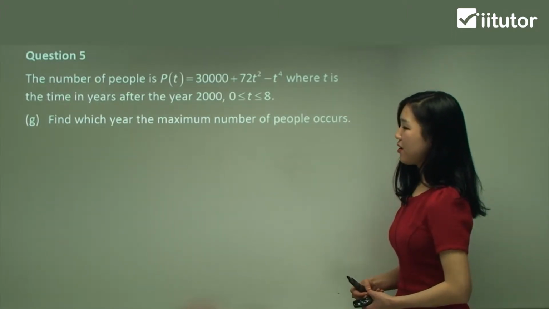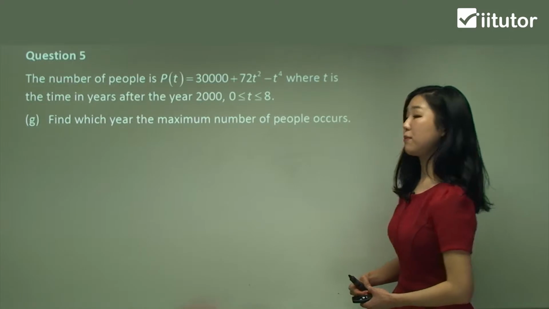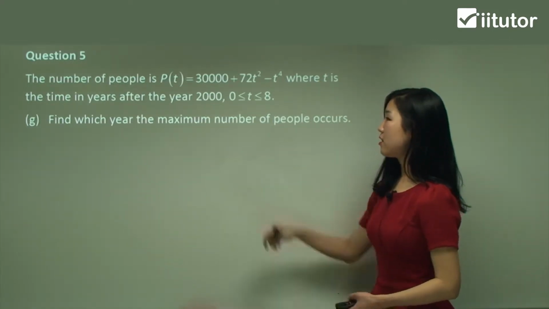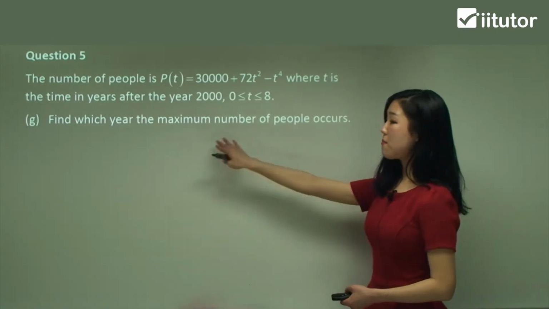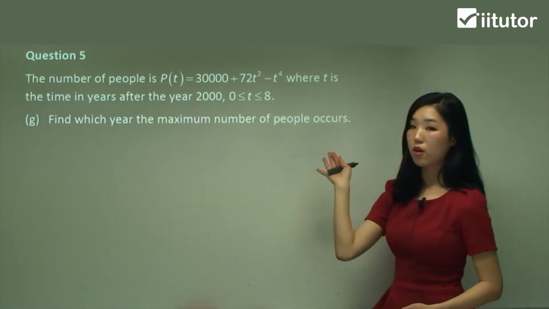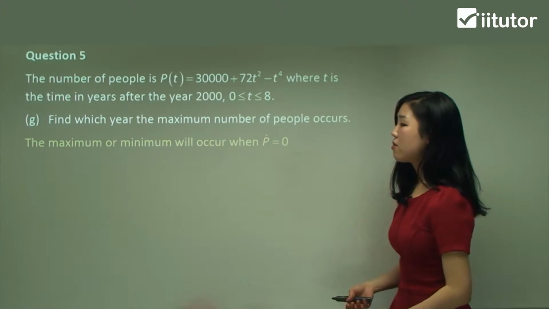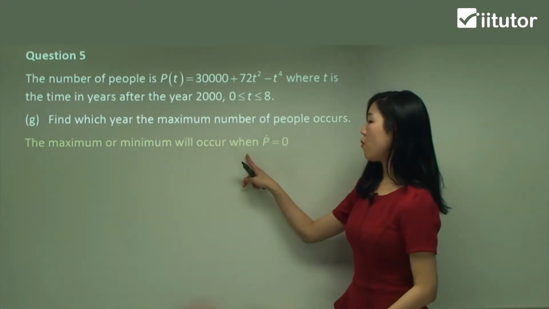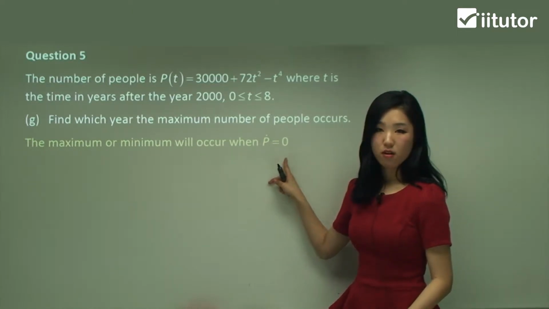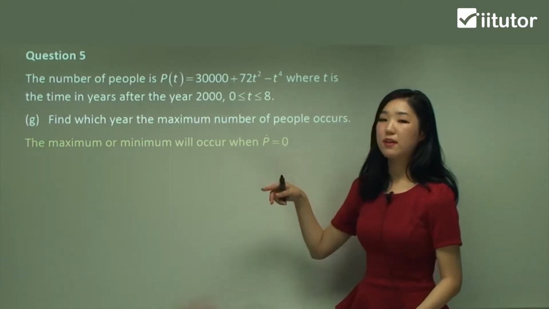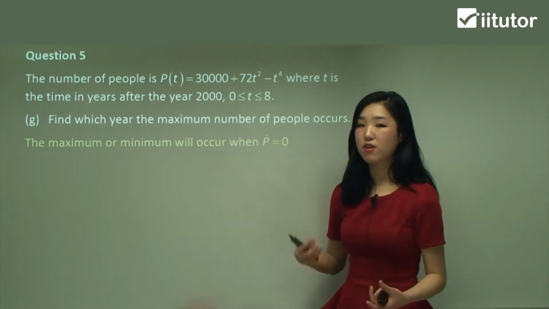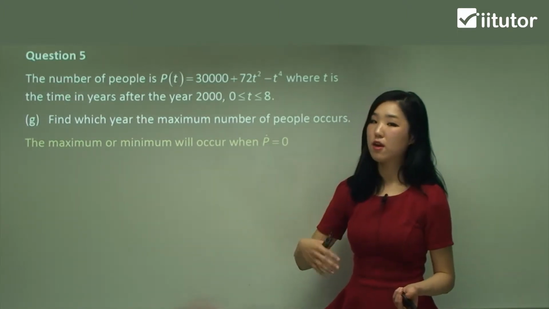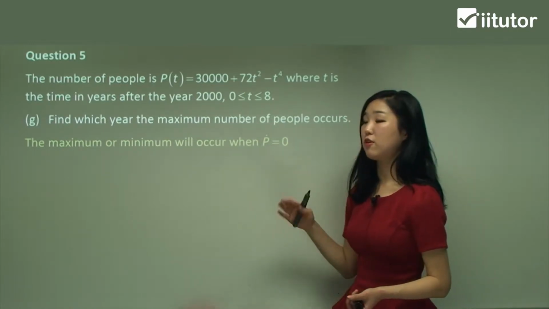Now G, find which year the maximum number of people occurs. Okay, we're going to find the year. So we have to find T when the maximum number of people occur. So how do we know that? Well, the maximum or minimum will occur when P dot is 0. P dot is 0 means that the rate of change is 0, which means there's no more people increasing or decreasing. So it stops. It's the point at which the rate of change stops.